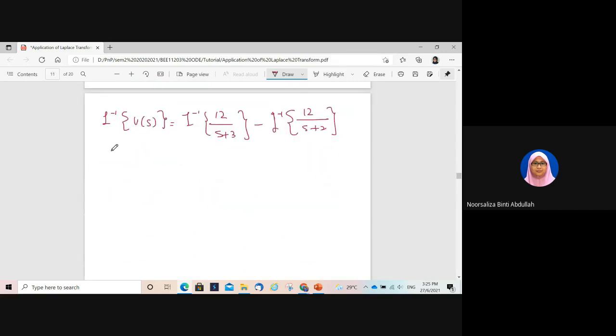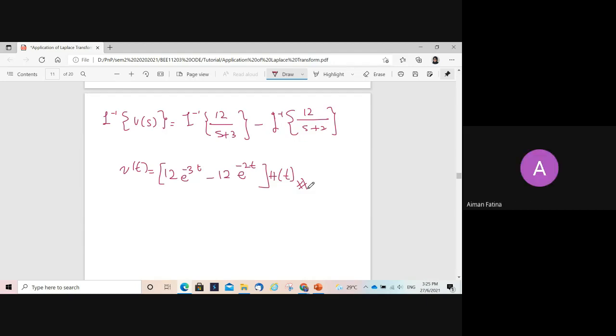Okay, so inverse for Vs is Vt. So equals to 12, inverse for 1 over s plus 3 is exponent minus 3t, minus 12 exponent minus 2t, times with ht. Okay. Ada soalan? Tak ada. Senang kan?